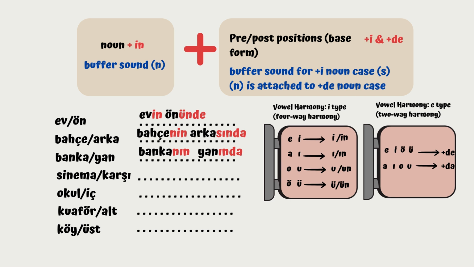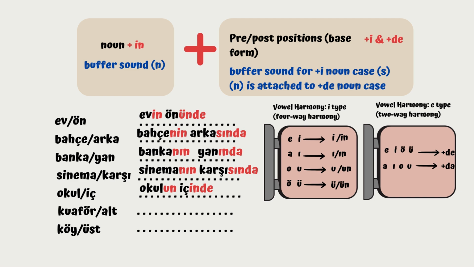Next one, sinema, karşı. Sinema means cinema, theater. Karşı is opposite to, across from. So what we're saying is at the opposite of the cinema. So sinema takes the in noun case, karşı takes the e and de noun cases. So sinemanın karşısında. Okay, next one, okul, iç. Iç is inside, in. Okul is school. So we're gonna say at the inside of the school. So okulun içinde.